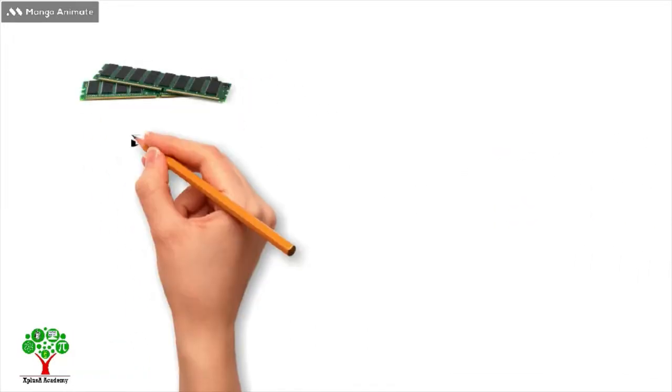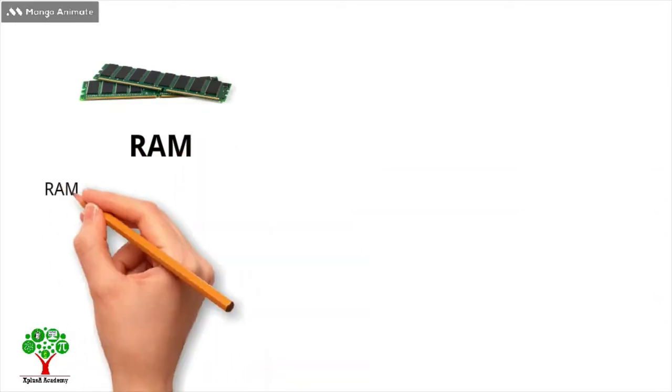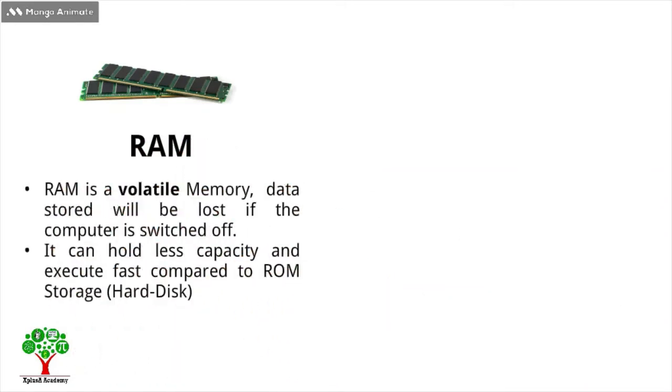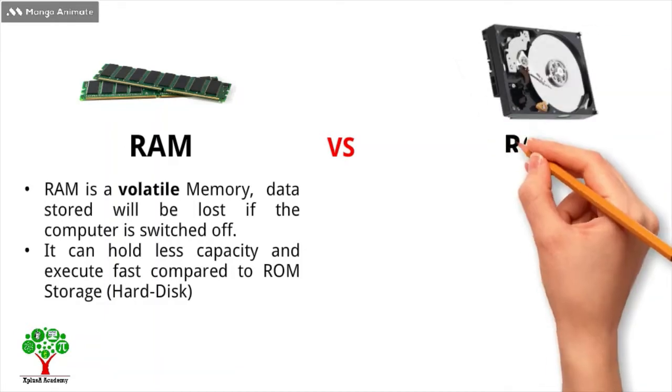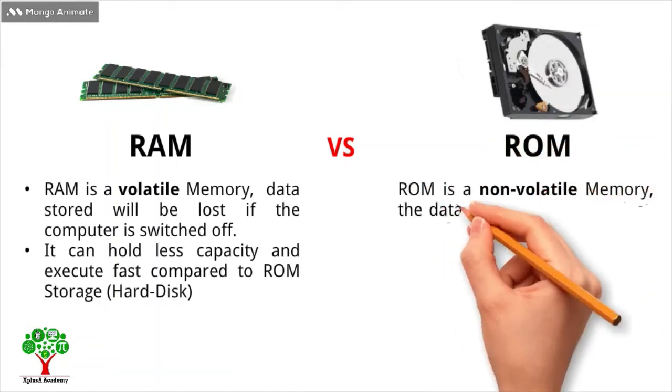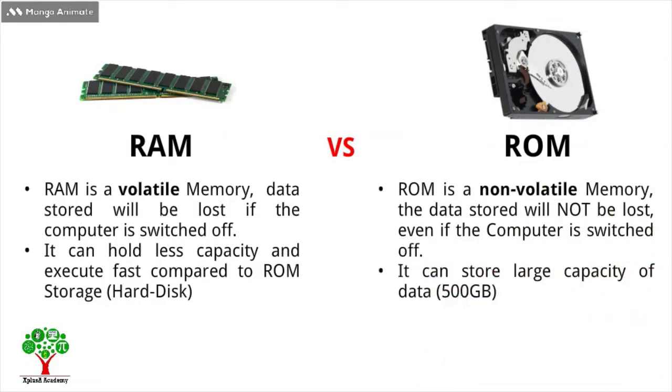RAM is a form of temporary computer storage that allows the stored data to be received and read almost instantaneously, and it is called volatile as well. Whereas a ROM stores a large capacity of data compared to a RAM and is also known as non-volatile, as the data stored shall not be erased even when the computer is switched off.